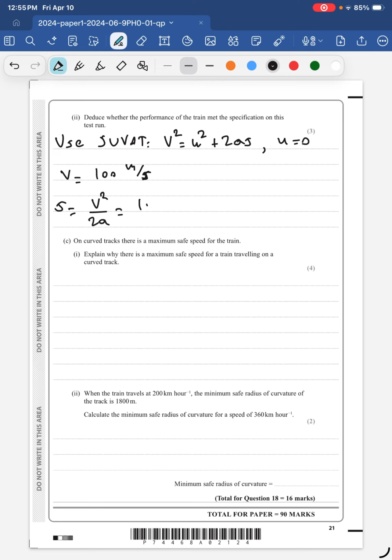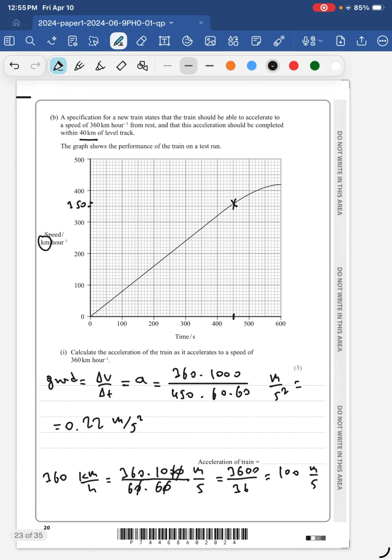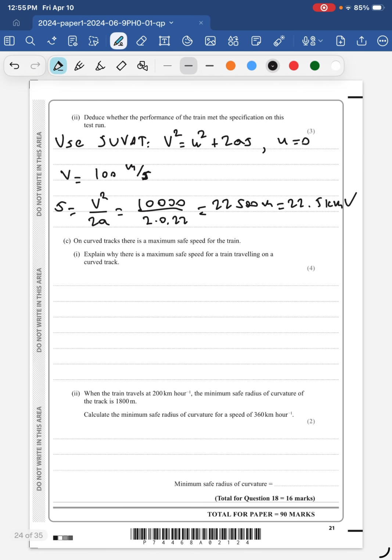So we have 10,000, which is v squared, over 2 times 0.22, which yields 22,500 meters, which is 22.5 kilometers. So yes, it accelerates to the desired speed in 23 kilometers, more or less. And the specification says that it should accelerate to that speed within 40 kilometers from the start. So that's good. So it works.